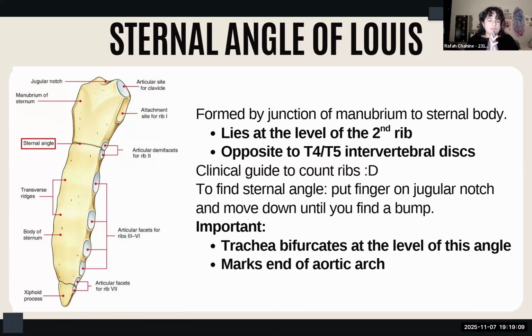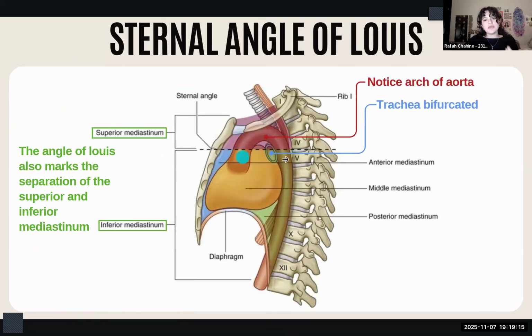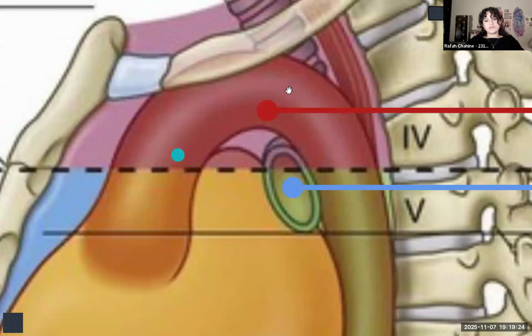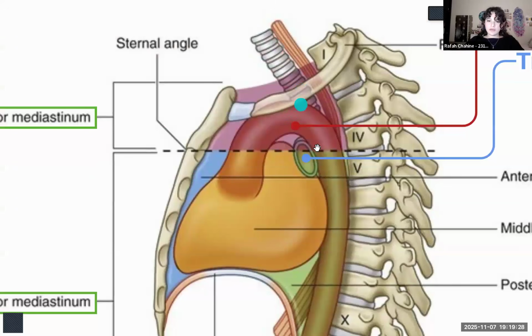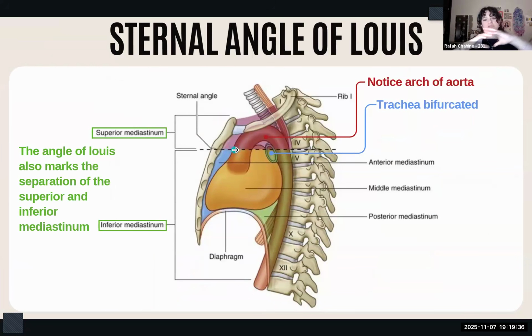So what does the sternal angle of Louis mark for now? It marks the bifurcation of the trachea and the end of the arch of the aorta. This dotted line shows us the level of the sternal angle of Louis. Above it, if we zoom closely, this is the arch of the aorta, and it starts and ends. And this is the trachea, and you can't really see it bifurcate, but it bifurcates at this level, which is T4 and T5.